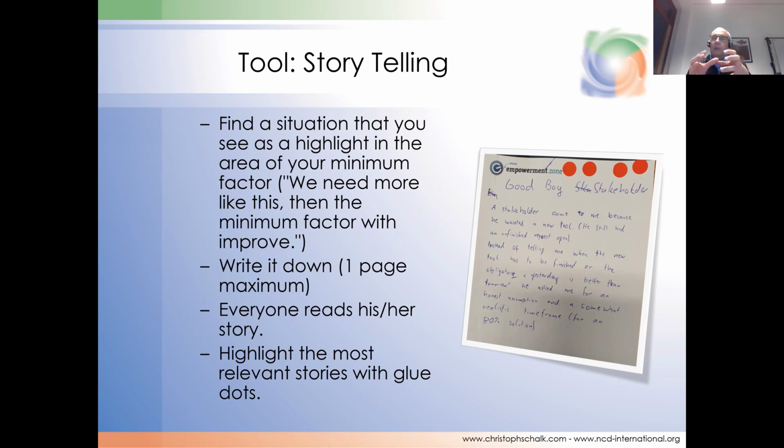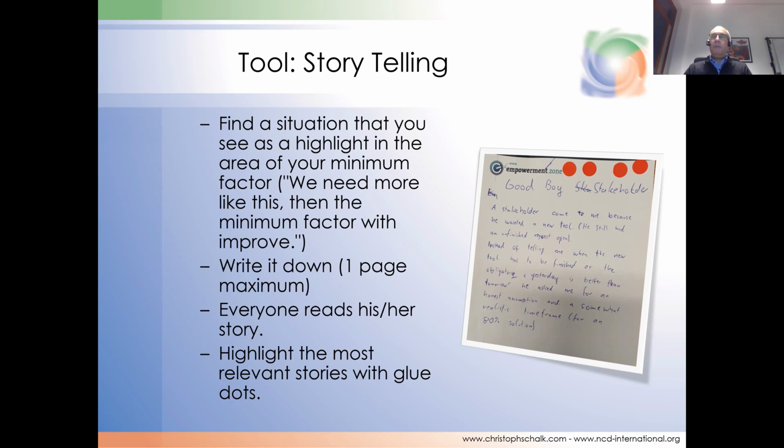So in the minimum factor area, in the so-called weak area, discover little things. Sometimes it's not a big thing. It's little things. But if that happened more often, more consequently, or was developed further, it would really make a significant difference in the area of the minimum factor. And then I ask the group to write the story down, everyone for his or her story, one page maximum. So I hand out blank sheets of paper and pens, and ask them to write the story down. And afterwards, everyone reads his or her story to all the others.